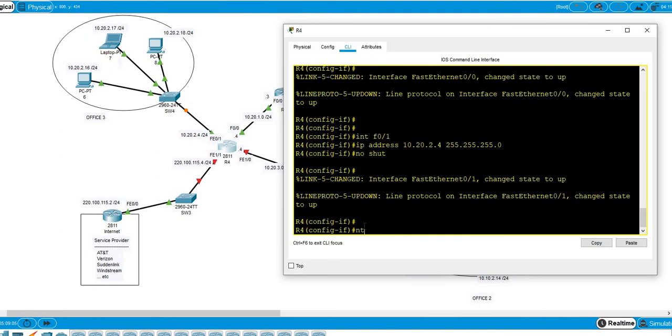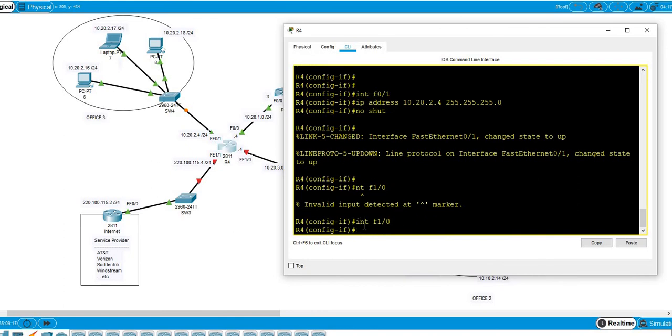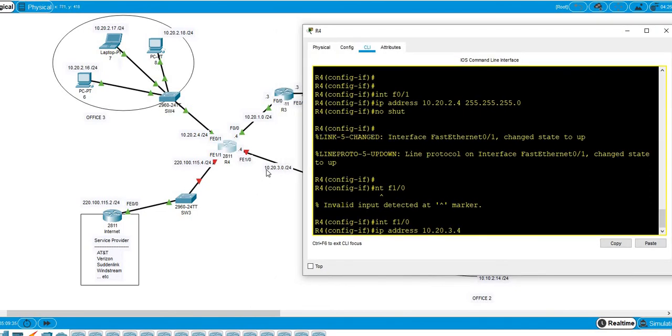And then lastly, interface fast Ethernet 1/0. There's a typo. Interface fast Ethernet 1/0. IP address 10.20.3.4. This right here, 10.20.3.4. Okay.